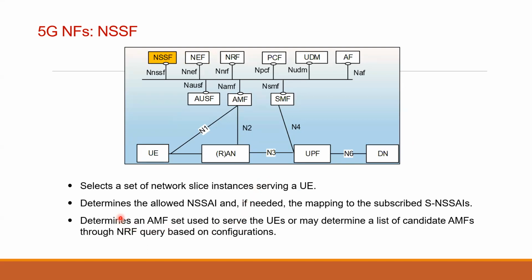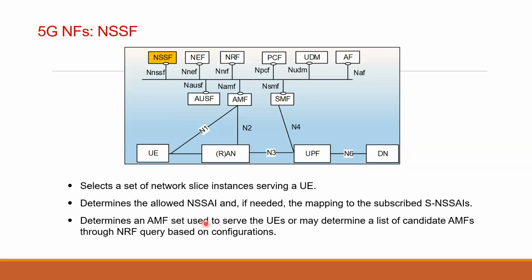And it selects a network slice. It determines the allowed NSSAI, and if needed, the mapping to the subscribed S-NSSAI. Now, what NSSAI and S-NSSAI are, we're going to look into it. We discuss the slice selection function and how it works.